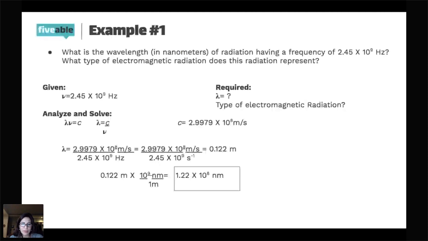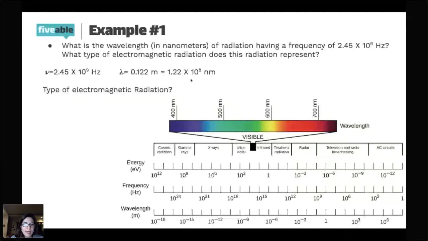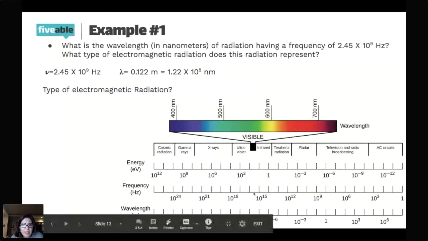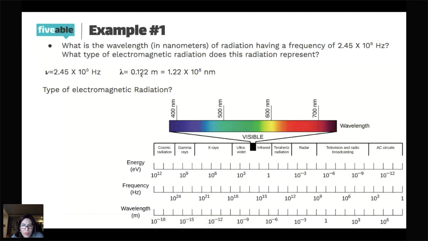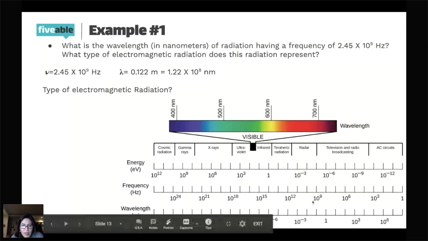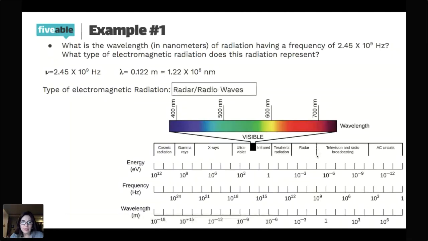Okay, it's pretty simple and straightforward, right? Once we have our values of wavelength and frequency, we can check which type of electromagnetic radiation this represents. So we go to the values of 10 to the 9 hertz, and the wavelength of 10 to the -1 of a meter, and we are in this area. So we are in the area of radar or radio waves.